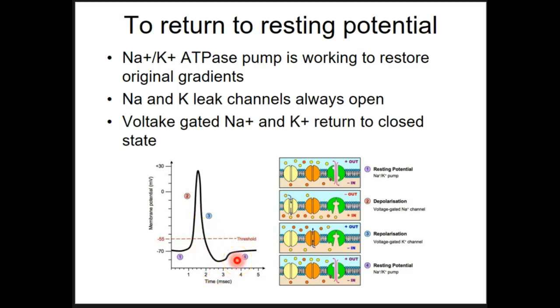When you are hyperpolarized, it takes a lot more positive influx to reach threshold. That threshold stays at negative 55. But now you are even more negative than negative 70. You're at negative 80, negative 90 when you are hyperpolarized. So at this stage, it's difficult for another action potential to fire unless there's an extreme stimulus. Unless there are lots and lots of excitatory impulses.